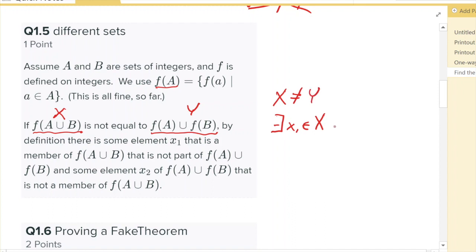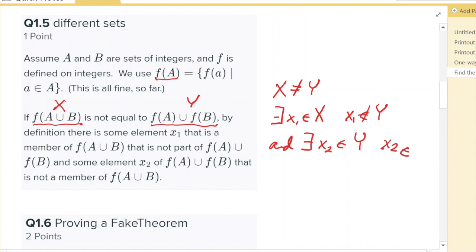It's claiming that there exists an x1 in x that is not in y, and there exists an x2 in y that x2 is not in x. But we don't need and here, we need or. Either there's something in the first that's not in the second, or there's something in the second that's not in the first. So that's really the only problem here.